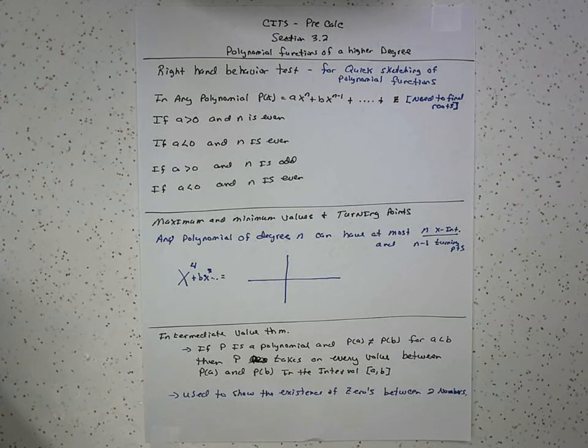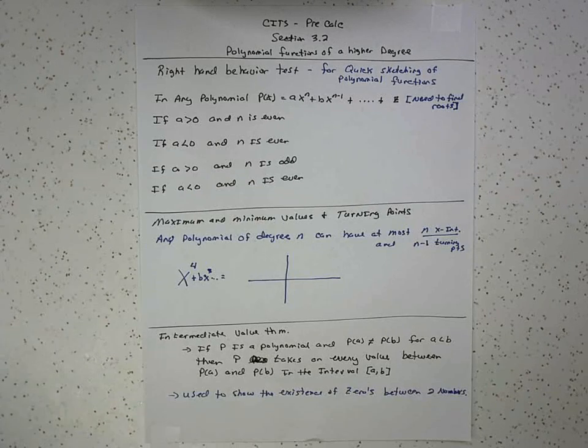Pre-calc section 3.2 is on polynomial functions of a higher degree. Now what this section is trying to center on is quick sketching of polynomial functions. In other words, quick graphing. Now we know we can always graph any function, and this stays true for any type of mathematics. If we plot enough points and connect them, we're going to find the correct graph, or at least something close enough that we can figure out what's going on.